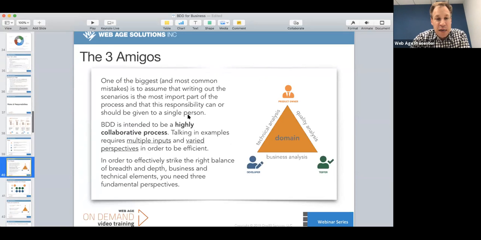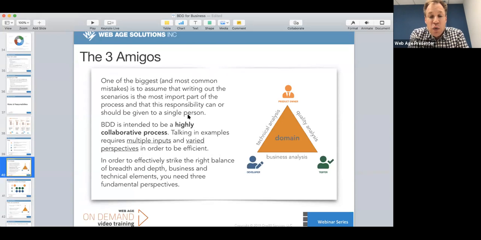I mentioned several times this concept of the three amigos. What the three amigos are is the three roles that are responsible for writing behavior-driven tests. They are the product owner, the developer, and the tester. And so they are looking at things from three different perspectives. From a quality perspective would be the tester. From a business analyst perspective would be the product owner looking out for the business. And then the developer is looking at it from a technical perspective.